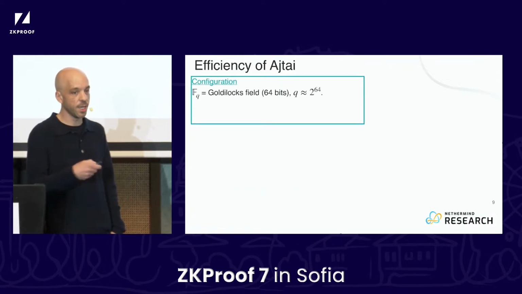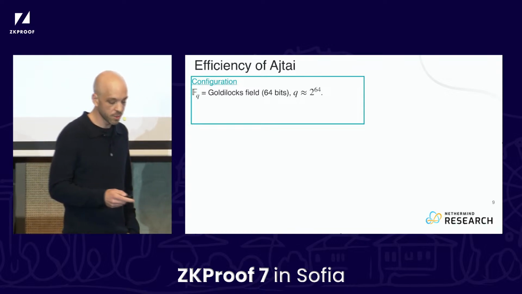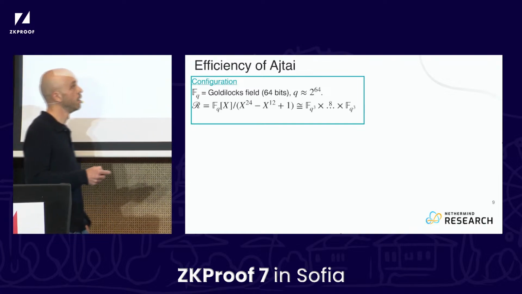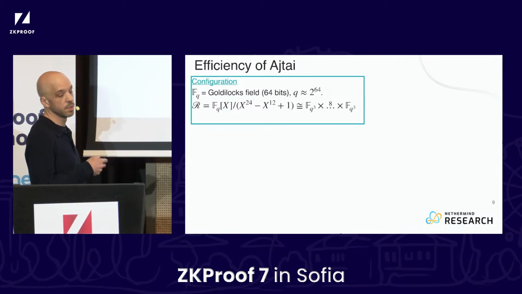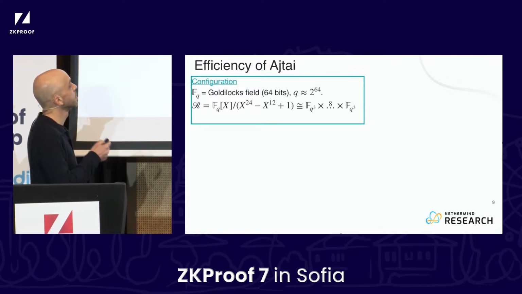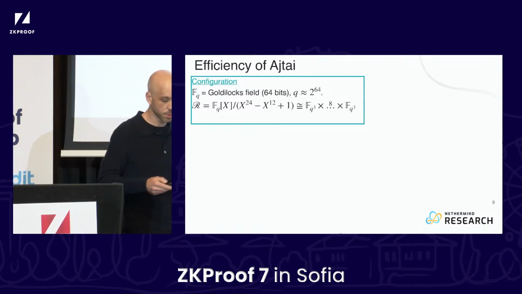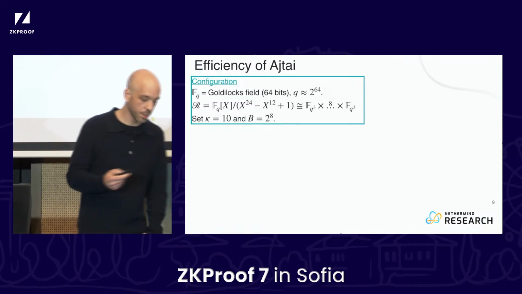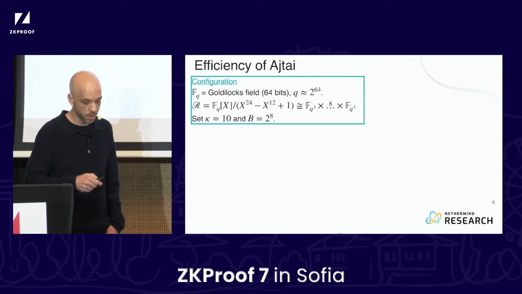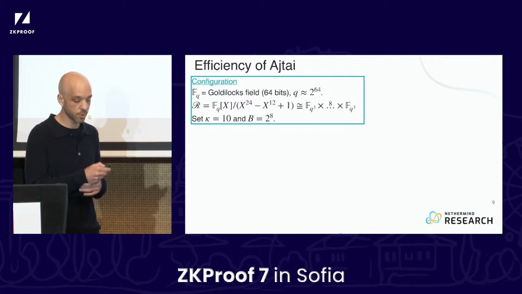Okay, so I'll present some numbers now, and I'll choose the following configuration. We take the base field to be the Goldilocks field, so the prime is about 64 bits, and we take the cyclotomic polynomial to be this degree 24 polynomial, and then you can see that this ring, if you configure it this way, splits into the direct product of 8 degree 3 extensions of Fq. And we take kappa, the number of rows in the Ajtai commitment matrix, to be 10, and this forces us to take a norm bound of size 2 to the 8.